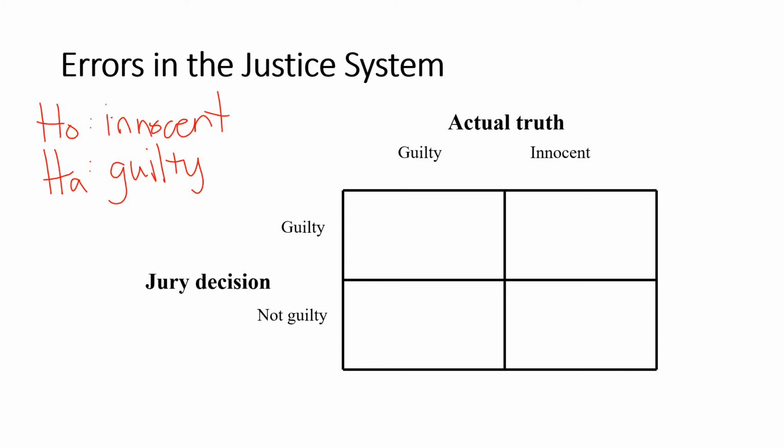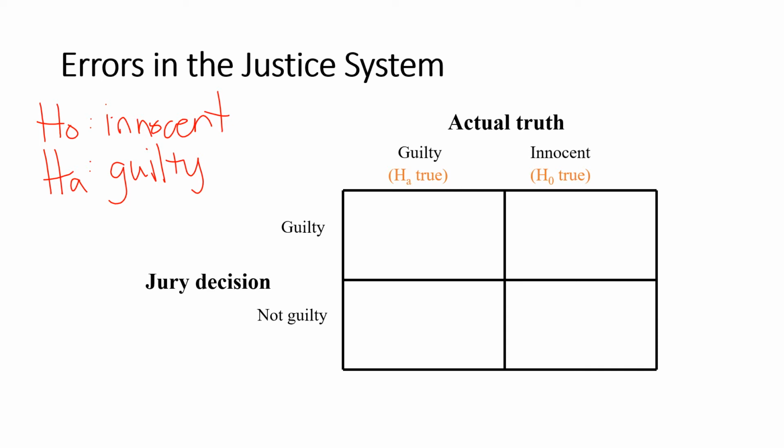Now, on the day of the trial, the actual truth is out there. We don't know what it is, but it's out there, right? So either the person really is innocent or the person really is guilty. So either the null hypothesis is actually true or the alternative hypothesis is actually true. But we don't know what the real truth is. That's why we're having the trial, so the jury can weigh the evidence of this stuff.